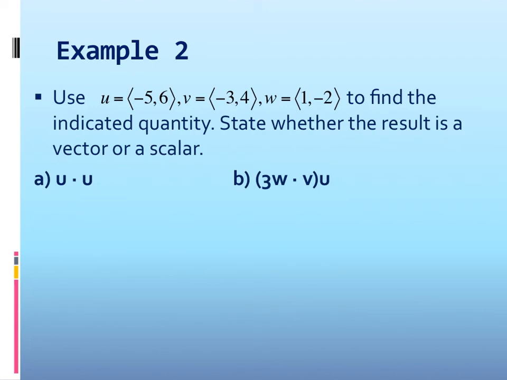All right, so example 2 says use u is negative 5, 6, v is negative 3, 4, w is 1, negative 2 to find the indicated quantity, and then state whether the result is a vector or a scalar. So if it's a vector, it will be in component form, and if it's a scalar, it will be a single number.